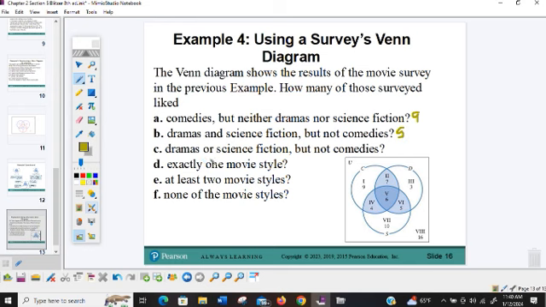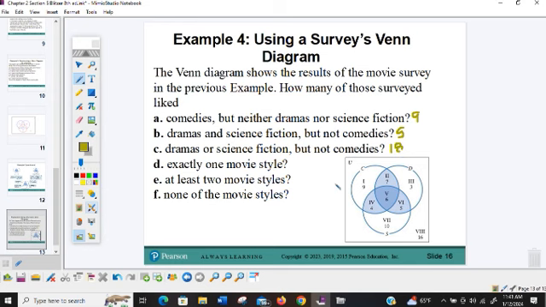Part C, dramas or science fiction, one or the other. So that's any of these, but not comedies. We want to leave these out, because they like comedies too. So we are actually adding these three here because it says or. They can like one or the other or both. And that adds to 18.